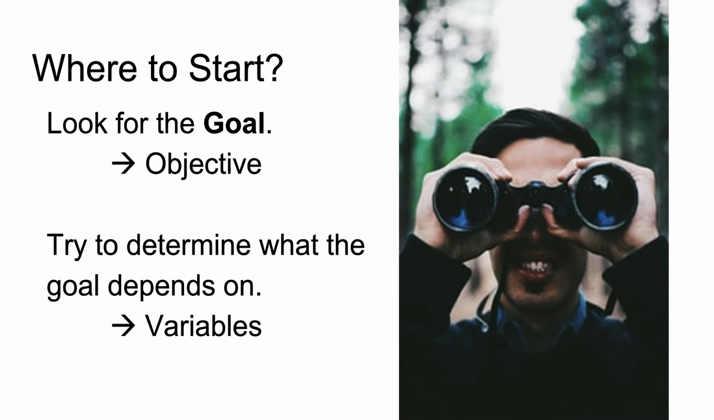Now that we've read the problem, you might be wondering, where should I start? A good starting point is to look for the goal of the problem. This is your objective. Then try to determine what the goal depends on. These are usually going to be your variables. Let's go back to the problem and look for the goal, and then look at what the goal depends on.